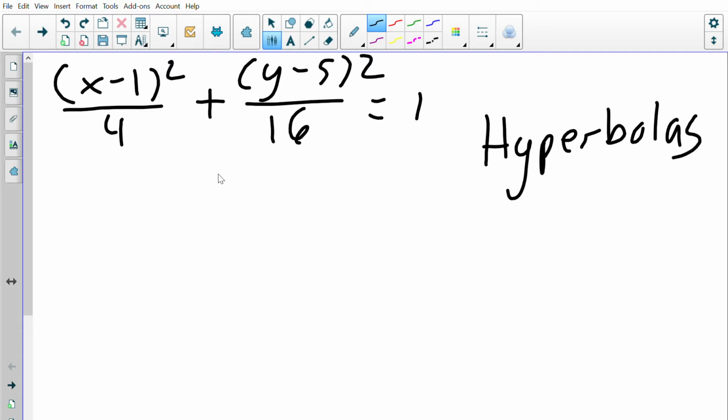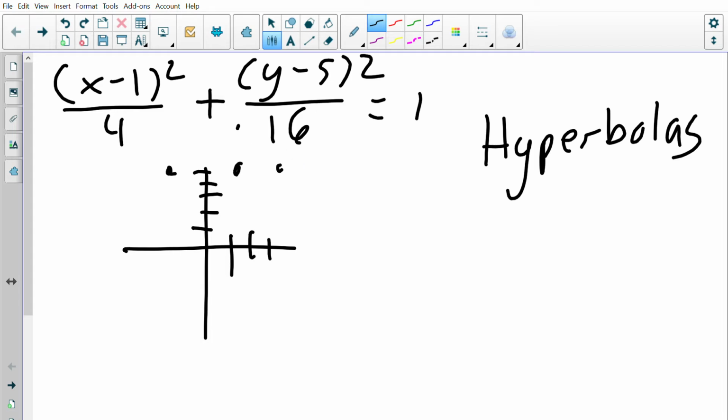So my center for this guy would be at 1, 5, and then I would go 2 to the right, 2 to the left, and then up 4, down 4, and then we would go from there.